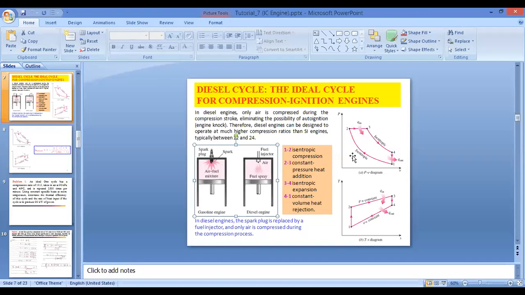Now we can see that during this 2 to 3 process in the diesel engine, our volume has increased. The reason for this is that we are adding fuel in this particular cycle, while in case of the petrol engine we don't add any air or fuel, but in case of the diesel engine we add the fuel. That's why volume is increased. And the rest of the processes are the same.